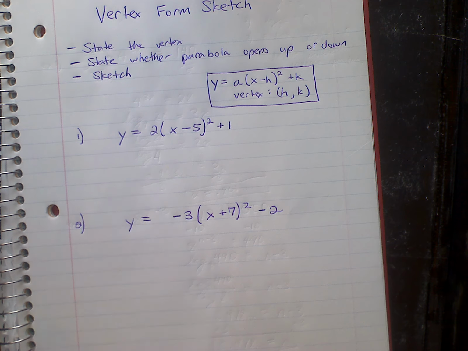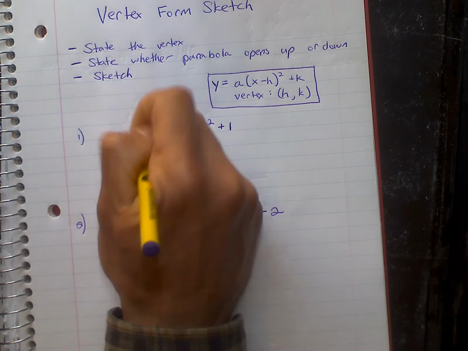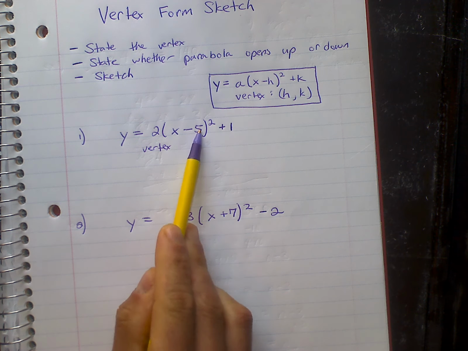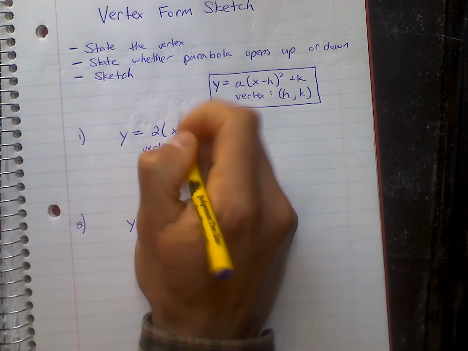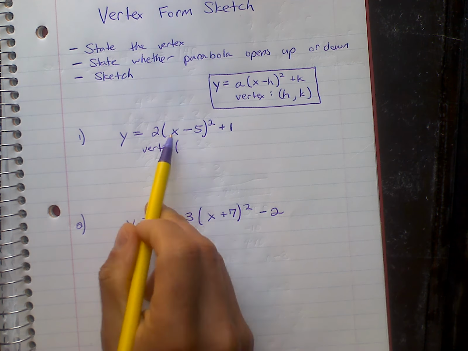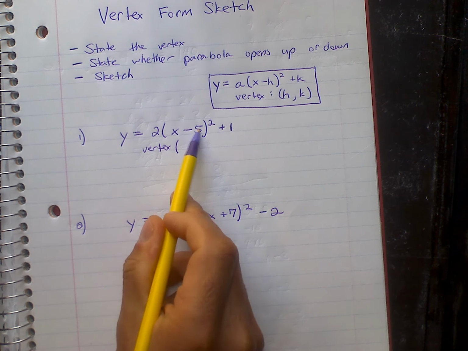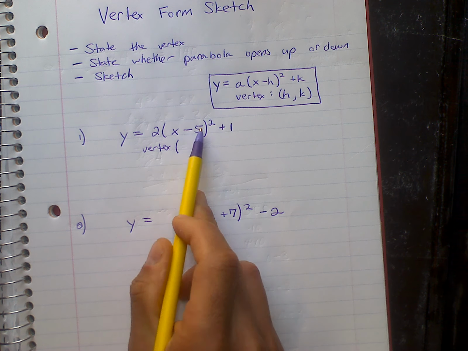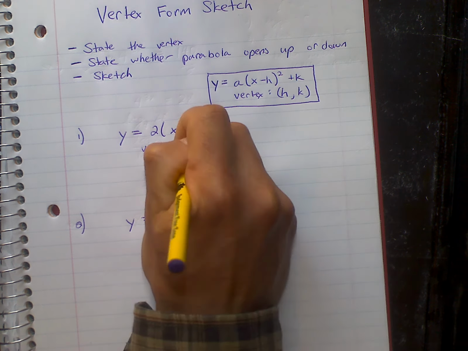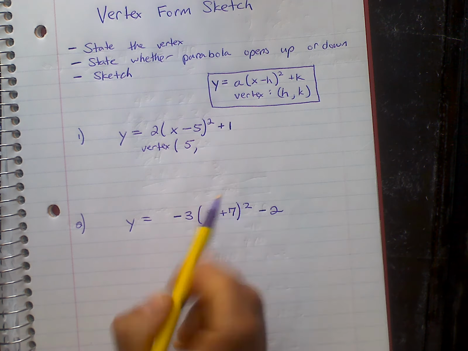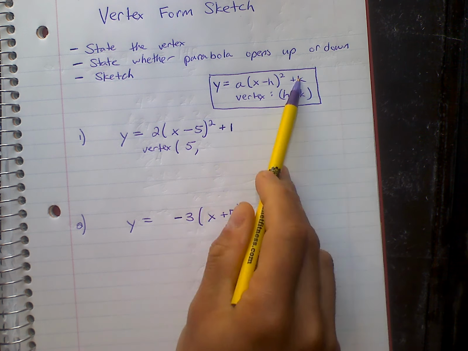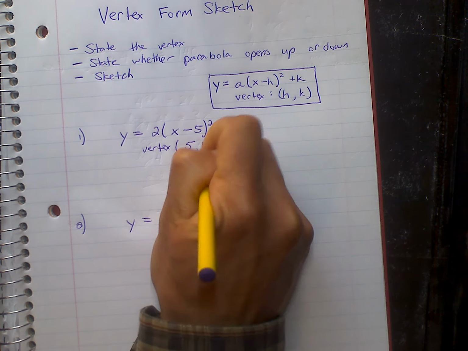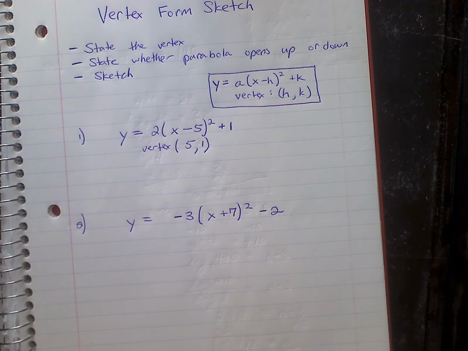So my first example, the vertex is 5, 1. The reason why the x-coordinate is 5 is because it's x minus h. So the h value would have to be the 5 and not the minus sign that goes with the formula. So 5. But the 1 here is the plus k, so I don't need to switch the sign for the y coordinate. So the vertex is simply just 5, 1.